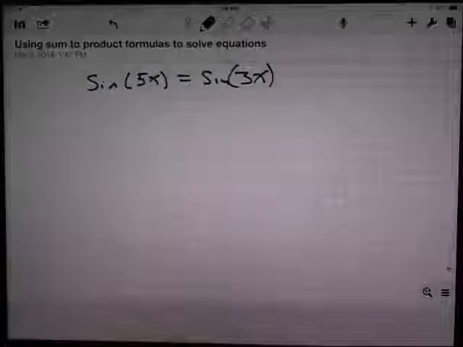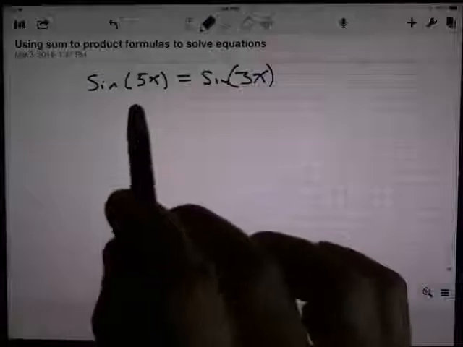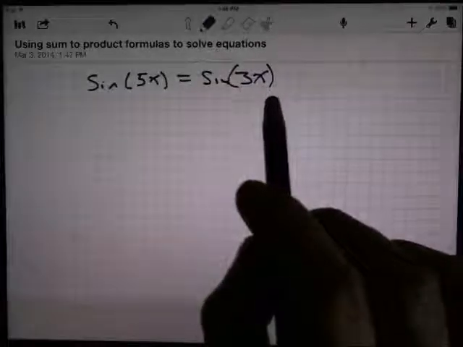Alright, here's one more technique for solving equations. This uses the sum to product formula. Here's an example. I want to know when the sine of 5x is equal to the sine of 3x.